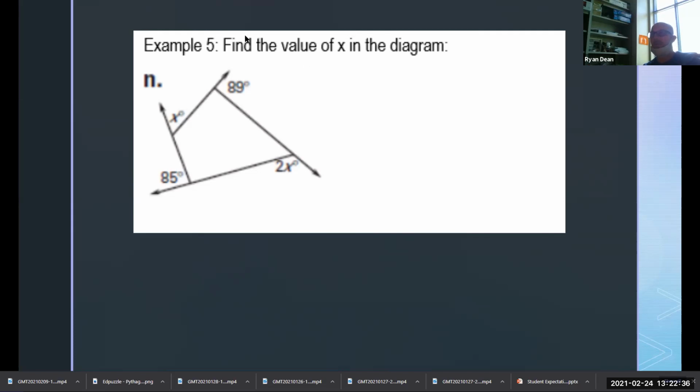All right, so that takes care of interior and exterior angles of polygons. In the next video, we're going to be talking about parallelograms.